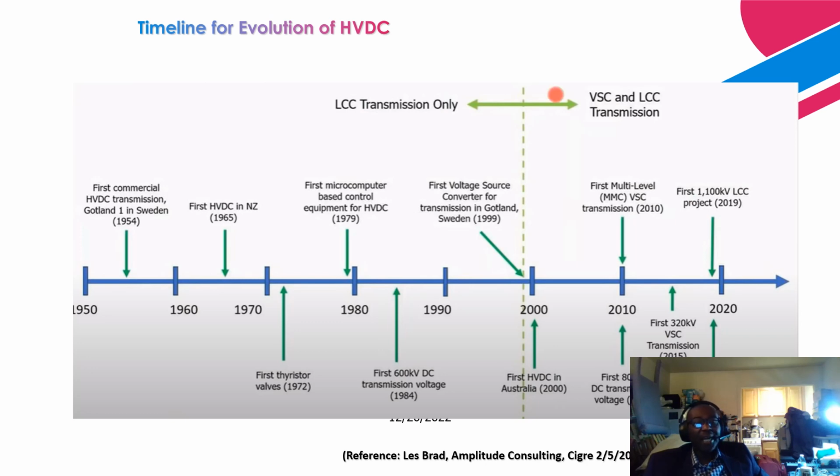Then in 1999, that was when voltage source converter started gaining momentum, and that was introduced to mitigate the drawback that is associated with line commutated converters, that is current source converters. And the first installation was achieved in Gotland, Sweden. Then in 2000, an installation was also made in Australia. And in 2010, that was when the first multi-level voltage source converter transmission system was installed.